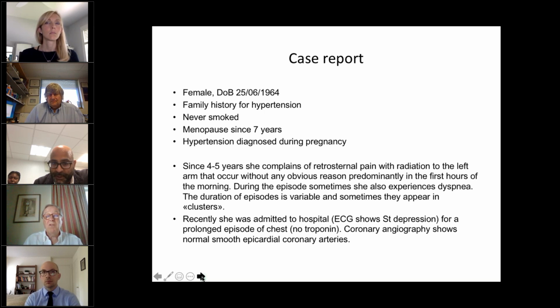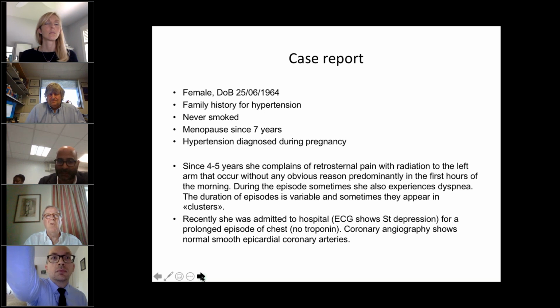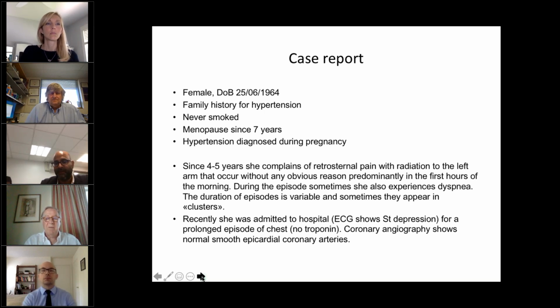So this is what some old clinicians would describe as atypical, non-typical chest pain. But the typicality of pain is not important in patients with microvascular angina, because the quality and the duration of the episodes is quite different from those of patients with epicardial stenosis and exercise-inducible ischemia. The patient was recently admitted to hospital for a more prolonged episode. There was ST depression on the ECG, but there was no evidence of troponin release. Coronary angiography was performed after hospital admission and shows smooth, non-obstructed coronary arteries. The next slide, please.